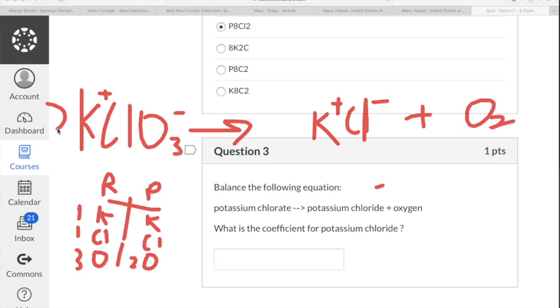So that means I will have 2 of these and 3 of those to make everything 6 here and 6 here. And of course, that means I have to double everything right there to make 2, 2, 2, and 2. Okay.